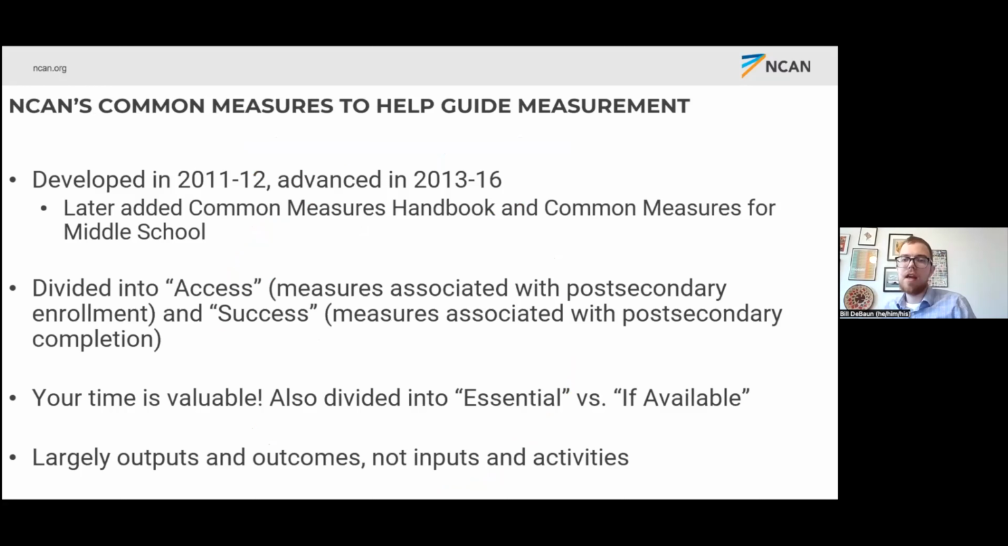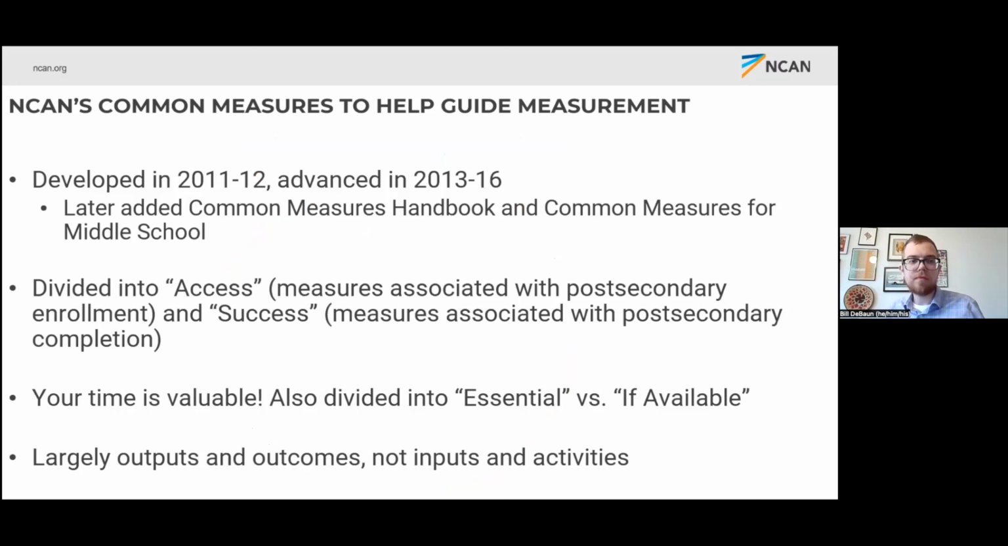NCAN's common measures. Before I came to NCAN, we started getting a push from members about measurement, about how do we measure the impact of what we're doing? How do we know that we're moving the needle for students?